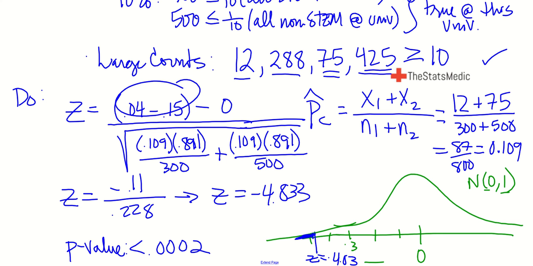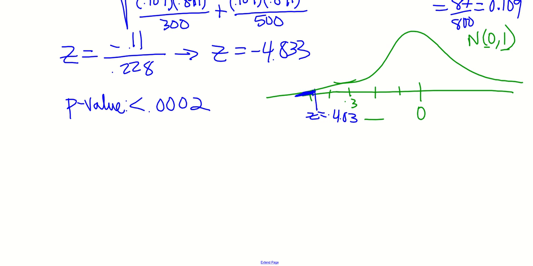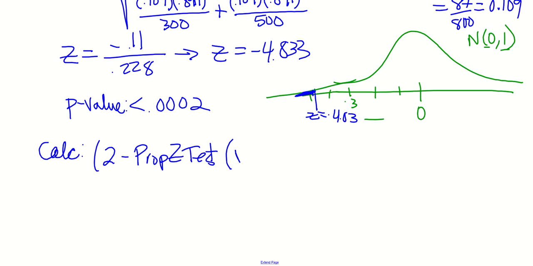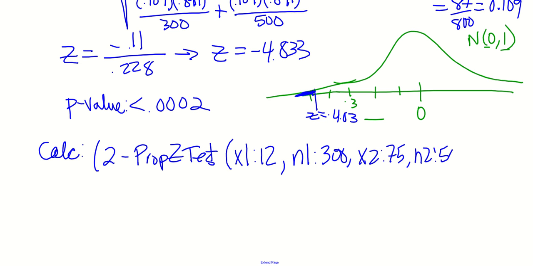Now, to do this by calculator, we're going to do a 2-proportion z-test. You should go to your calculator and do this, and you're going to see that there are certain numbers you have to put in. You put in x1, for us is 12. You put in n1, which for us is 300. You put in x2, ours is 75, and n2, which is 500.